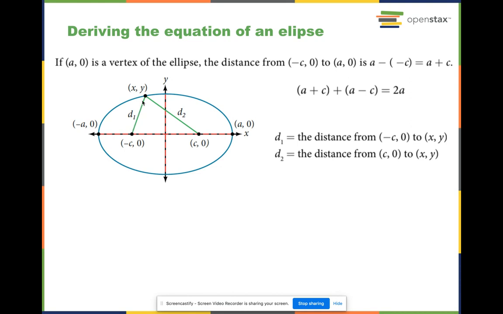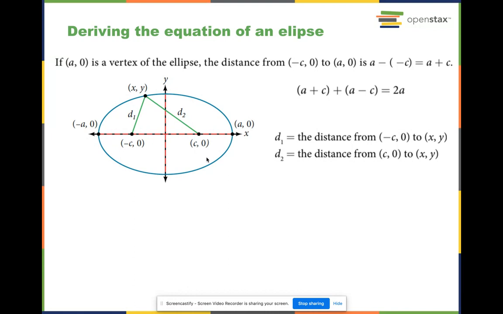Now let's think about d1. d1 is the distance from this focus point to the ellipse, and d2 is the distance from this focus point to the ellipse. Here we have just a generic xy point on the ellipse, and we're going to call this d1, and this d2. What do we know? We know that d1 plus d2 is constant. That's the definition of an ellipse. These x and y values are going to change, but d1 plus d2 will always be the same because this is like a string. It's a fixed distance. That's the definition of an ellipse.